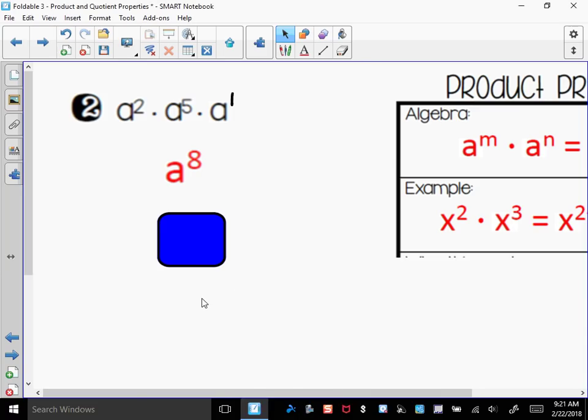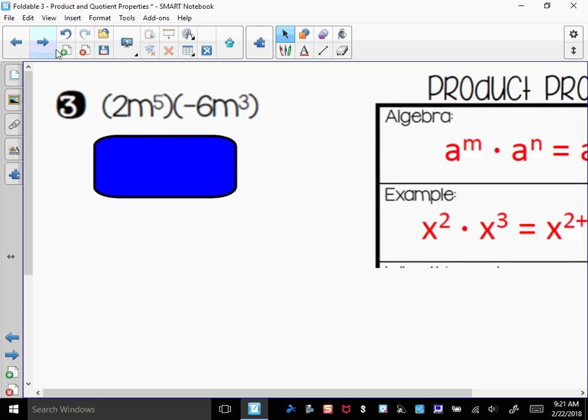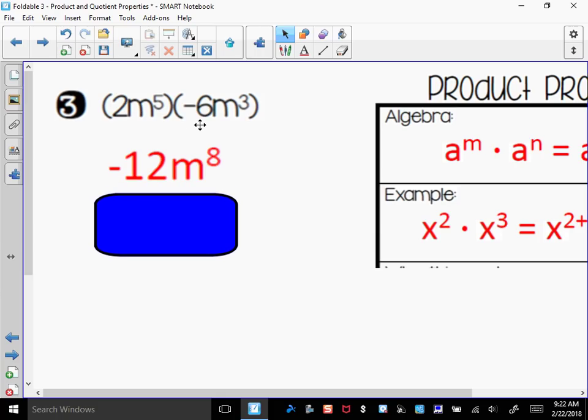All right, let's move on to the next problem. What happens if you have a number here like positive 2 and negative 6? You actually multiply those together. That gives you negative 12, and then you add 5 plus 3.